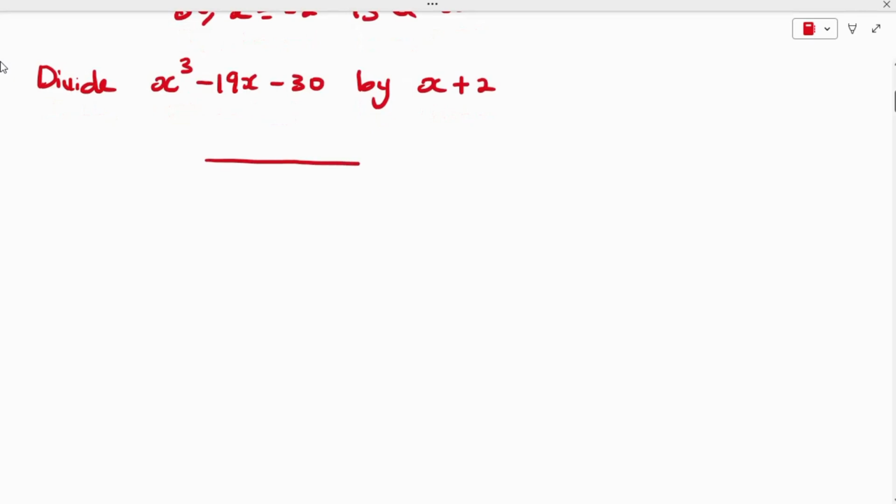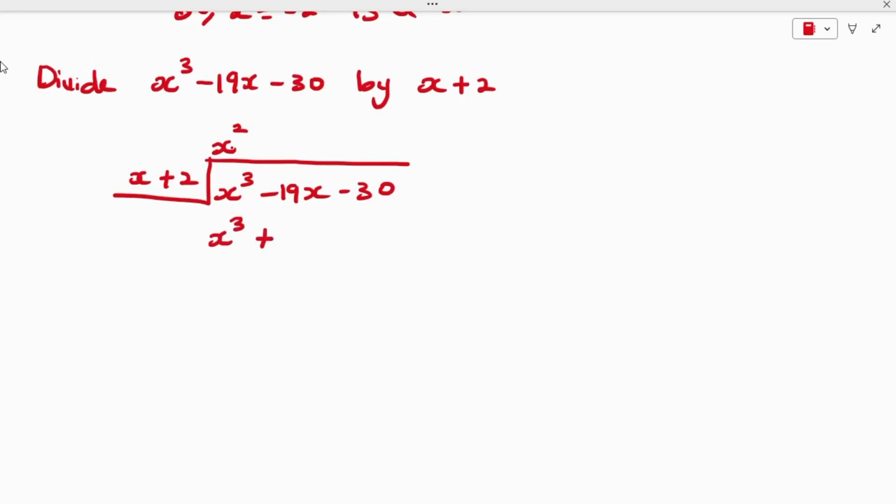So we have this to be the long division. We have x raised to the power of 3 minus 19x minus 30 divided by x plus 2. x divided by x cubed is x squared. x squared multiplied by x, we have x cubed, plus x squared multiplied by 2 is 2x squared. So we subtract, so we have x cubed minus x cubed is 0. Now we have 0x squared because there is no x squared, so automatically right here there is 0x squared minus plus 2x squared. So from here we have minus 2x squared minus 19x minus 30.